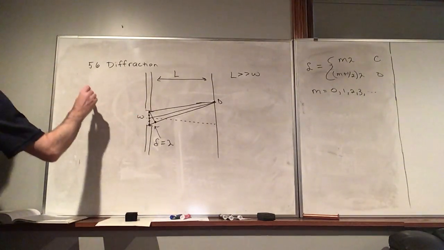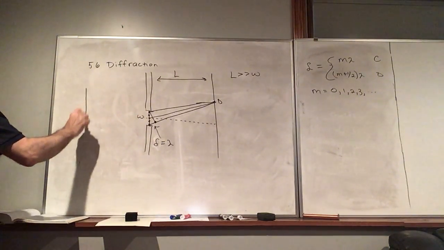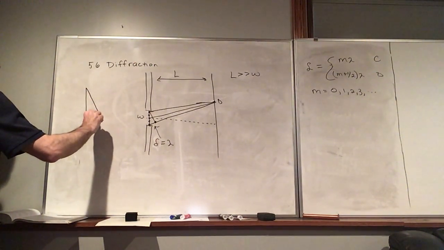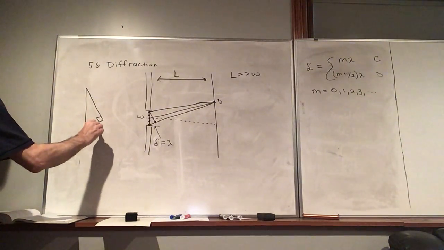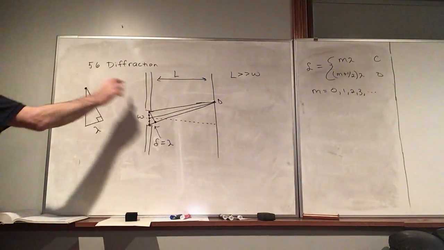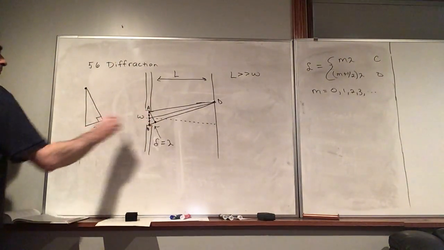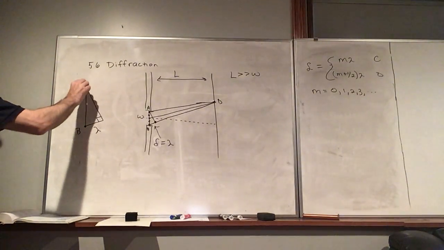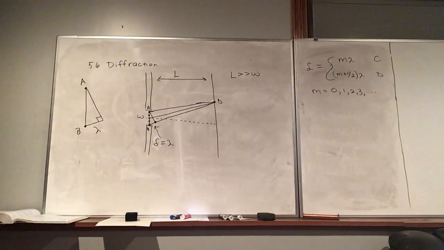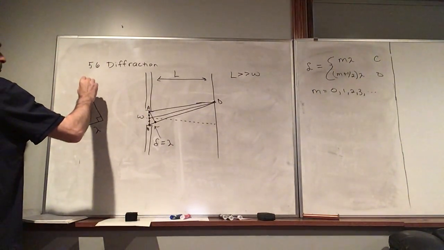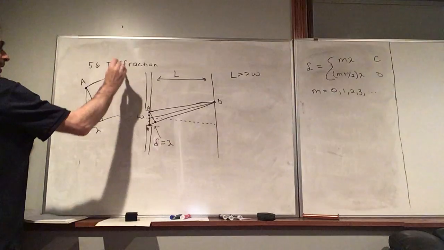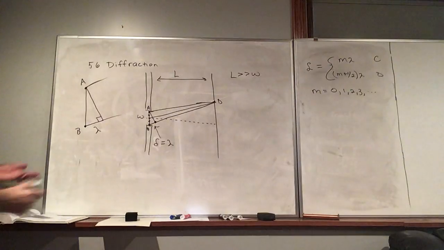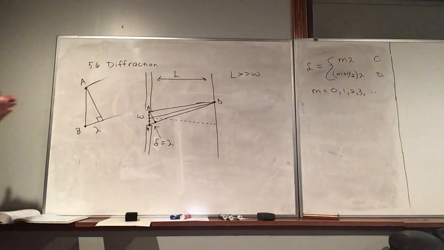So I'm going to draw this triangle here and just expand it a bit. Let's say this is our right angle here. This is lambda. Let's label this point A and this point B. So we have the top of our opening and the bottom. And then we've got these rays meeting up. Basically, we're treating these as parallel rays because L is so much greater than W. And they're going to meet up on the screen.